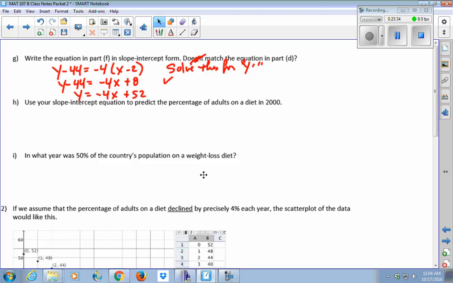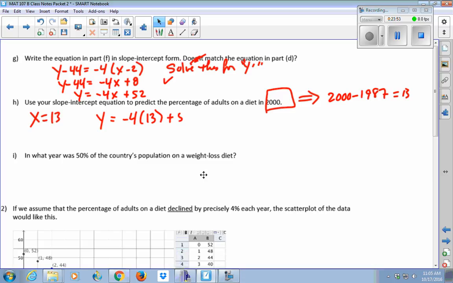So the first thing I need to do is to take 2000 and write its corresponding value for x, which is the number of years after 1987, which is 13. So that tells me x is 13. So now I take the slope intercept form of my line and put 13 in where I see x. And what does that say? What percentage is on a diet in 2000? 0%. Right. So that's where our line would come down and intercept the x-axis.